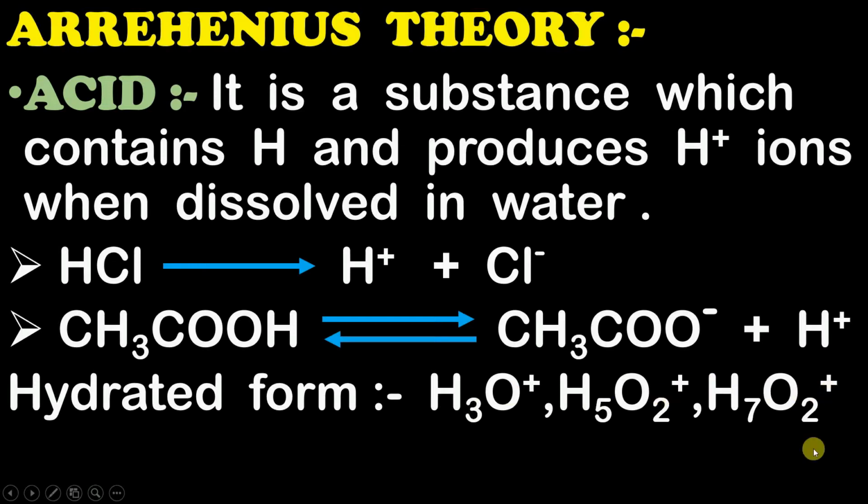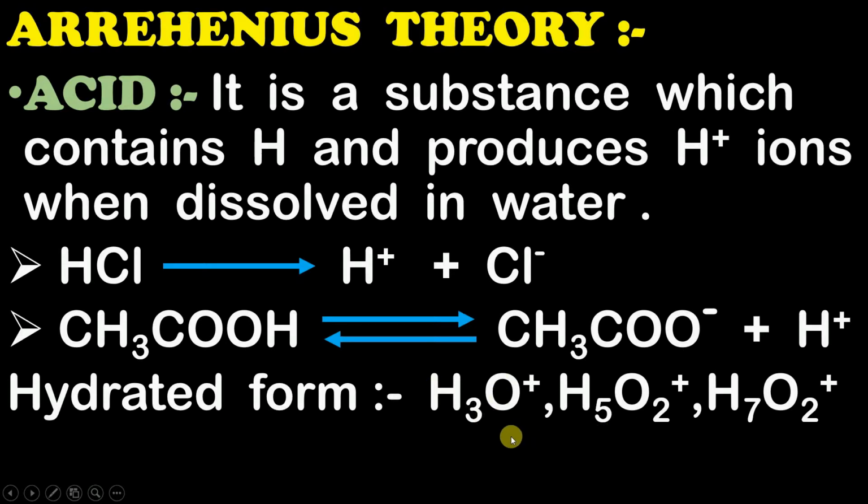Now you might be wondering, how do we get this hydrated form? As mentioned earlier, these H plus ions will combine with water molecules. So when you add an H2O to this H plus, you are obviously going to get H3O plus. As you can see over here, H2O plus H plus will give you H3O plus. And if you add one more water molecule to this H3O plus, you are going to get H5O2 plus.